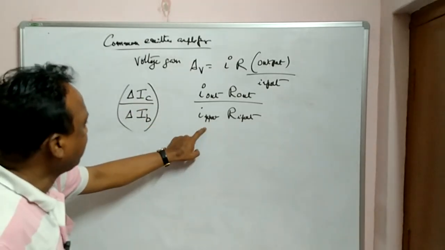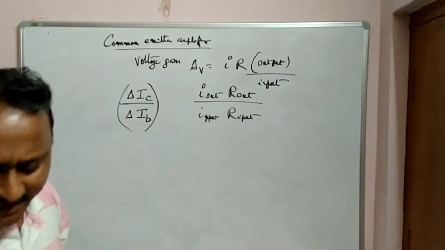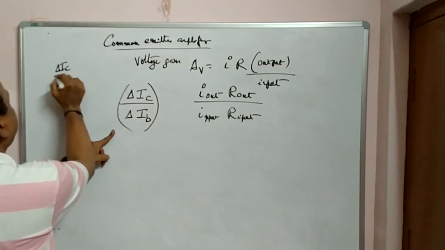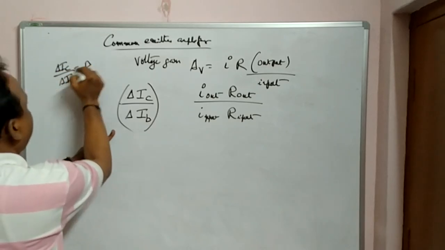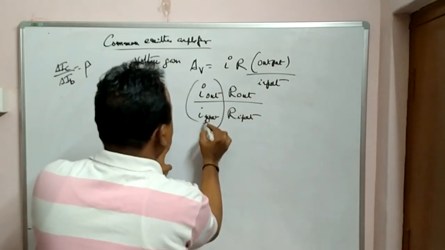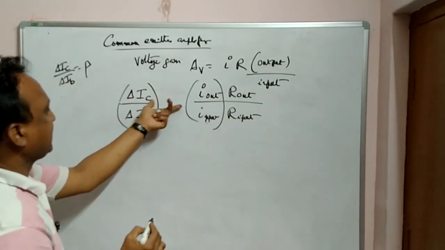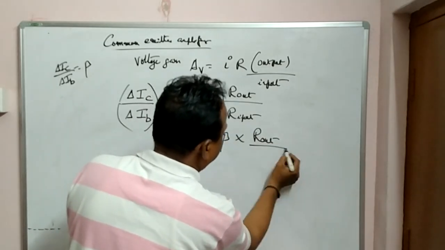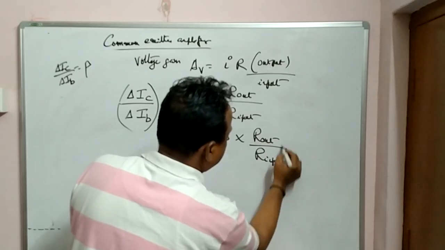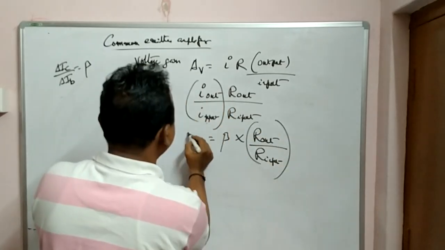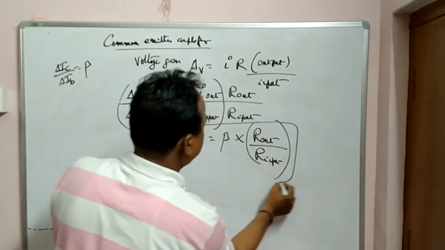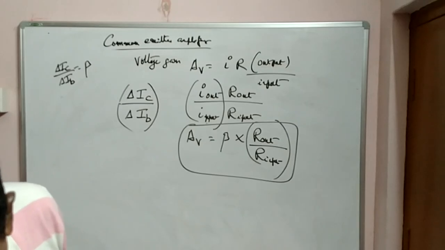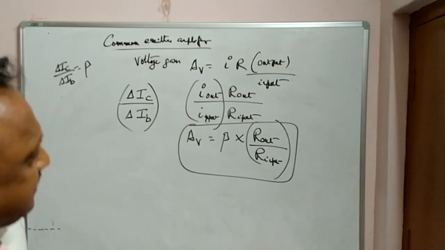I output by I input here is delta IC by delta IB. And what is delta IC by delta IB? It is beta. So this value, output by input current, delta IC by delta IB, I can put as beta. So beta into R output by R input is equal to the voltage gain AV. Another important formula, please: beta gain into R output by R input. Clear? Right. Please copy it.